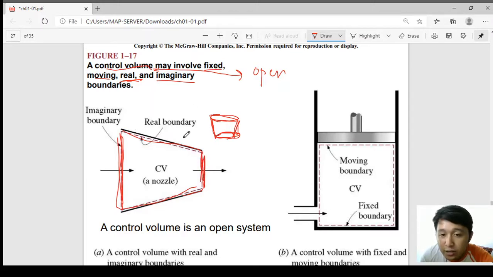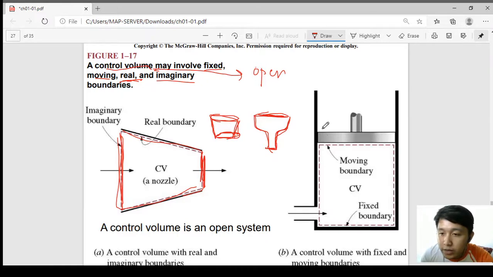For a nozzle, or for example a funnel, right? We have the imaginary boundary here and here. Then we have the real boundary here, or the fixed boundary since it is not moving.